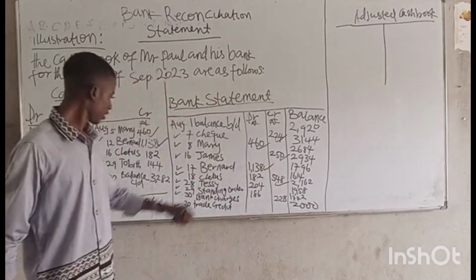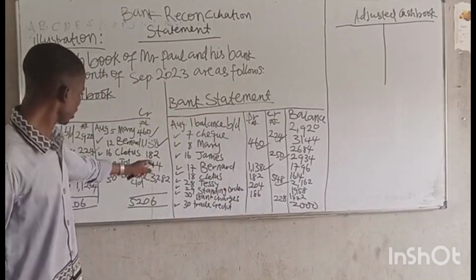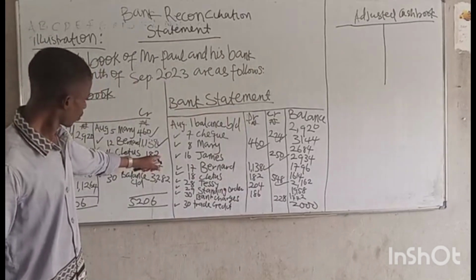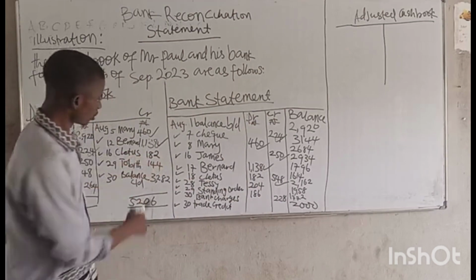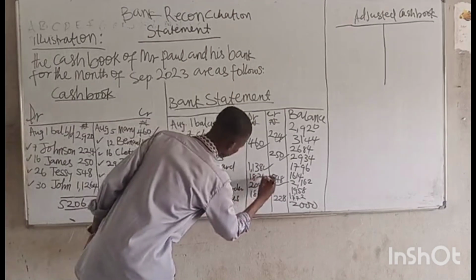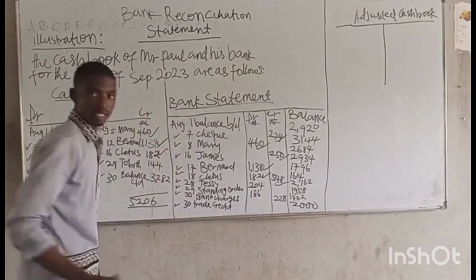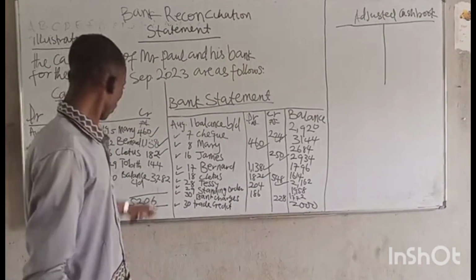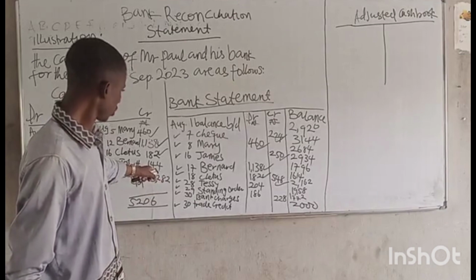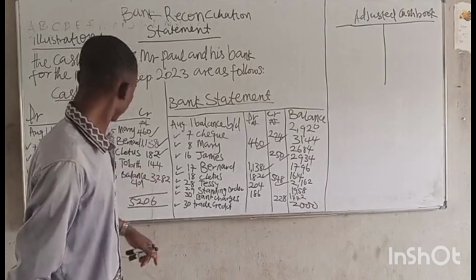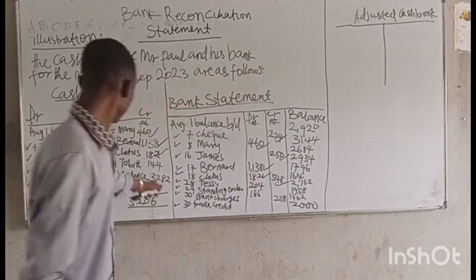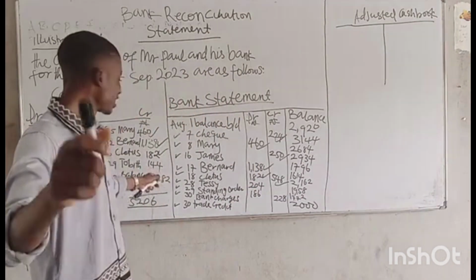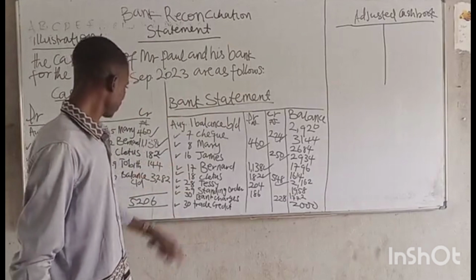And it is also here. The next transaction is 182. 182 is also here. The next transaction is 144. And if you check the debit side, there's no 144 here. It means this 144 is an unpresented check.